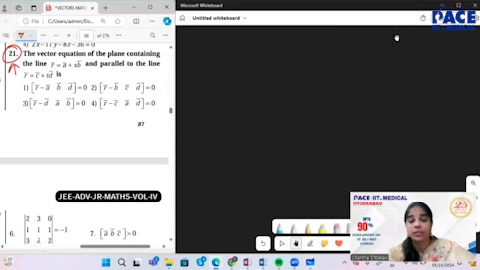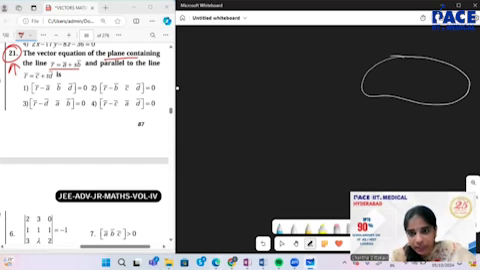Now, these are the questions where you need to understand the figure. So what exactly is the situation they are giving? Find the vector equation of a plane containing the line. Now observe, this is my plane. My plane is containing my first line, that is R equal to, this is my vector R, which is passing through point A and parallel to B.